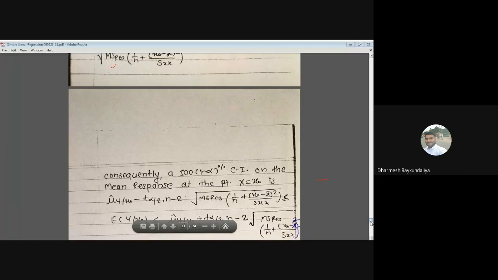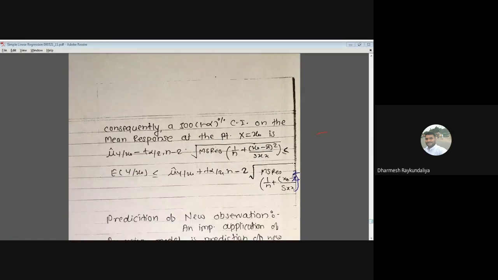So here it is a one time, it is a minus, and here it is 1. So this is giving the 95% confidence interval for the mean response at x equal to x0.